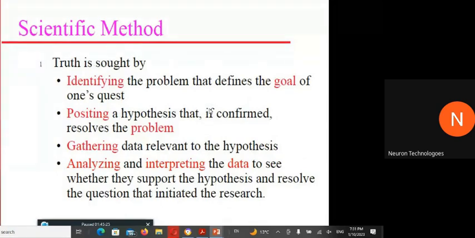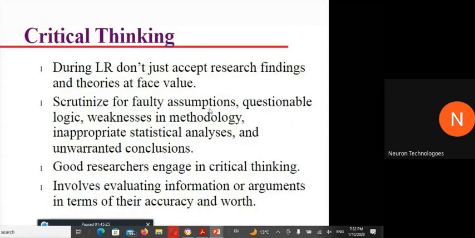So truth is sought by identifying the problem that defines the goal of one's quest, positing a hypothesis that, if confirmed, resolves the problem, gathering data relevant to the hypothesis, analyzing and interpreting the data to see whether they support the hypothesis and resolve the question that initiated the research. Critical thinking: scrutinize for faulty assumptions, questionable logic, weakness in methodology, inappropriate statistical analysis, and unwarranted conclusions.